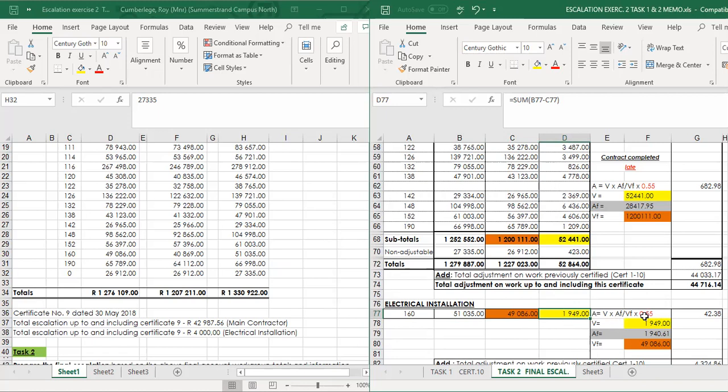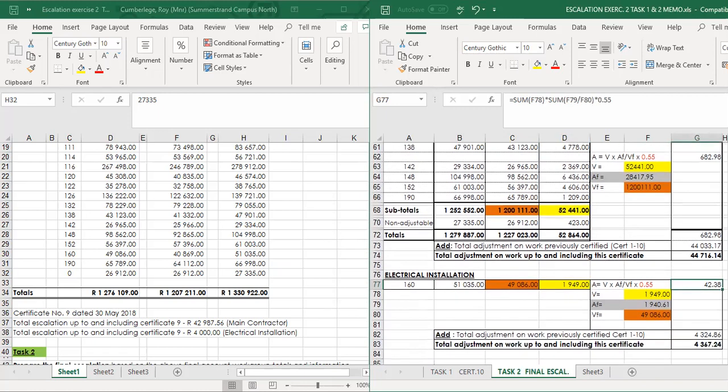If we apply the formula, it is still applicable. AF divided by VF times V times 0.455. You've got the values, and that gives you 42 Rand. In other words, on this 1,949, the nominated contractor will receive escalation of 42 Rand. We've already certified up till certificate 10, 4,324 Rand. So that gives me then the final value for escalation on the electrical installation of 4,367 Rand.